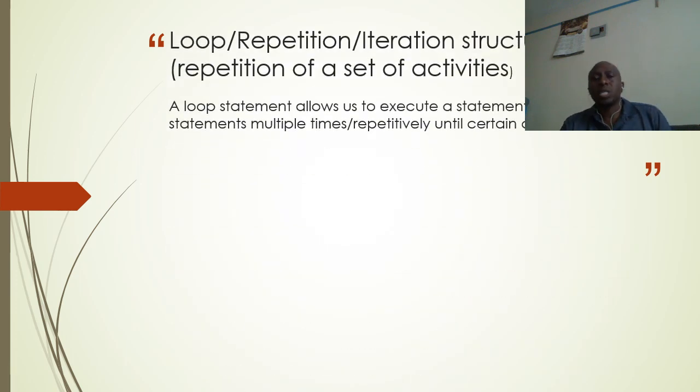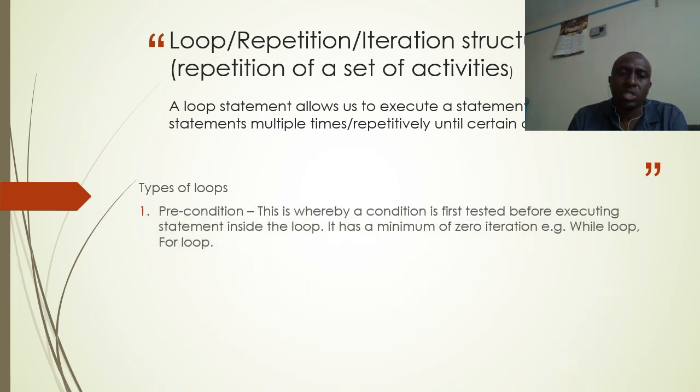Now let us check on looping. Looping, repetition or iteration structure, is a repetition of a set of activities, whereby you want to execute statements repetitively. For example, a loop statement allows us to execute a statement or group of statements multiple times repetitively until certain conditions are met. Let's check an example. Okay, in this we'll cover types of loops, which is precondition. This is whereby a condition is first tested before executing the statements inside the loop.